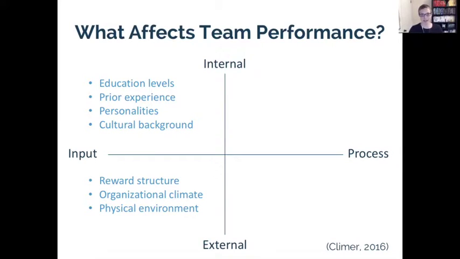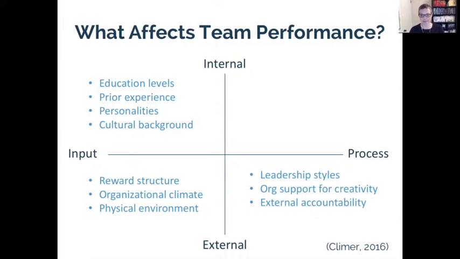Organizational climate, physical environment, these things can all impact team performance. And then there's external process. You can imagine this vertical line in the middle is like when the team starts working together. Now the team's hanging out, interacting. There are things outside of the team that are still going to impact the team. Leadership styles from people maybe who supervise the team but aren't on the team. What's their organizational support for creativity or for whatever performance measure they're looking at? Any external accountability that team has, that's part of their process.